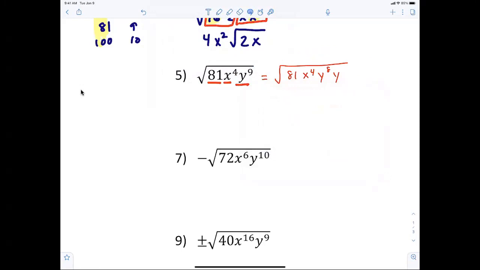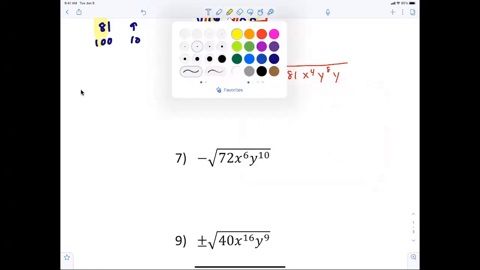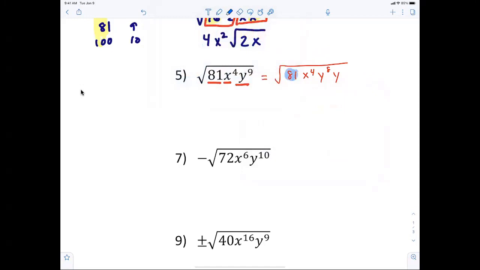Now, why is that? Because now you can go back and highlight the square root of 81, which is what? 9. What is the square root of x to the 4th? X squared. What is the square root of y to the 8th? Y to the 4th. What's left behind? Y. It's really simple, guys.